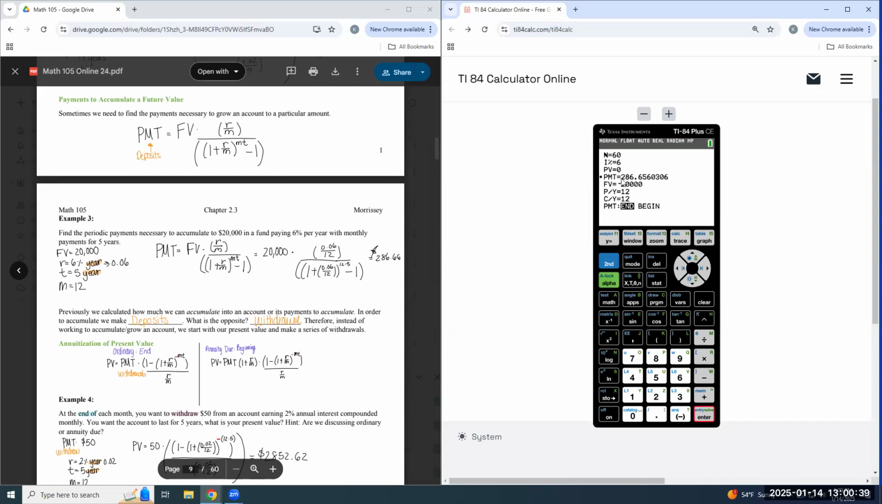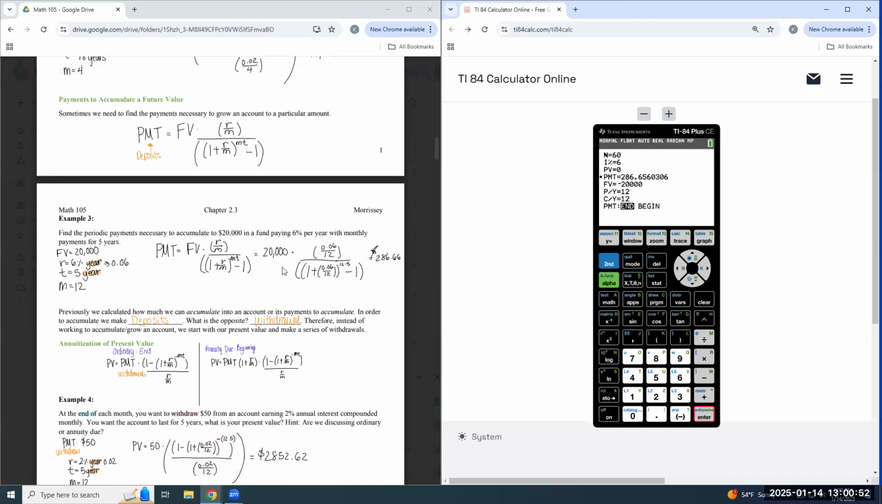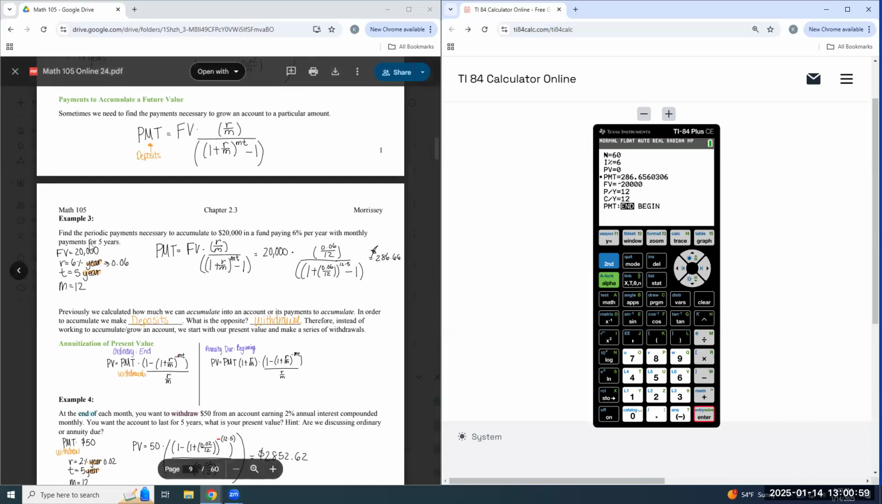And you'll notice that we can have $286.66 for your deposits. So we'll be depositing about $290-ish in order to grow into $20,000, given that we have a 6% per year interest given monthly payments for 5 years.